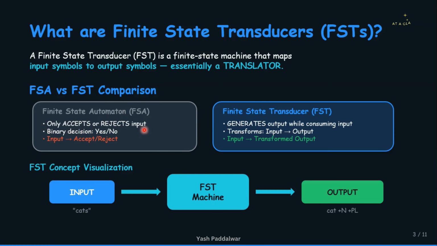FSA only accepts or rejects the input, right? It gives a heads up whether a particular string is valid or not. It is based on a binary decision, yes or no. Input gives accept or reject output. But when we talk about FSTs, it generates output while consuming the input, right? So whatever input you have, it generates a different output for it. Input gives you a transformed output when you apply the FST over it. So it works like this. Input word we have, like cats, right? We put it in the FST machine and we get certain output like cat plus N plus PL. This is the lexical form of this particular surface form word. So I hope this term has been revised.